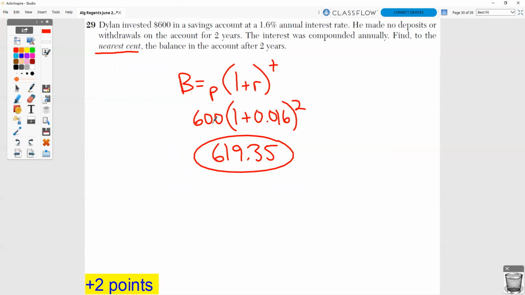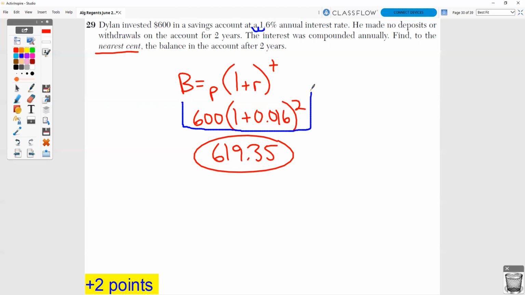That's what he initially put in there. And then it's growing. When you put money into a savings account, it gets higher and higher. So we're adding, not subtracting. If it was subtracting, the money in the account would be getting lower and lower. So we're adding by 1.6%. We have to move the decimal point over 2 places. So it becomes 0.016 that we're adding to the 1, and then to the second power because we're leaving it in there for 2 years.